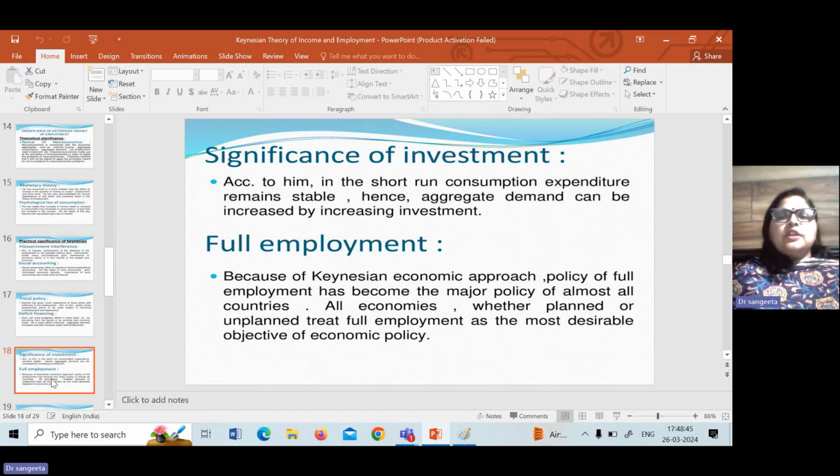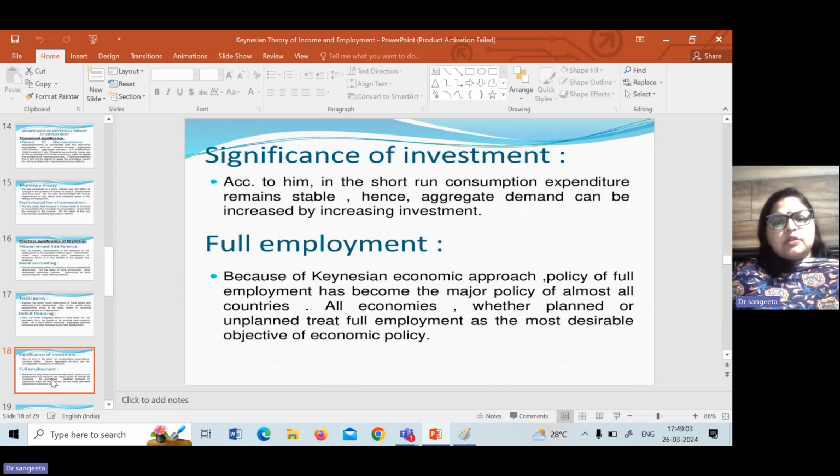Next one is the significance of investment. According to him, in the short run consumption expenditure remains stable. So in the short run, to increase the aggregate demand, we have to increase the investment also.